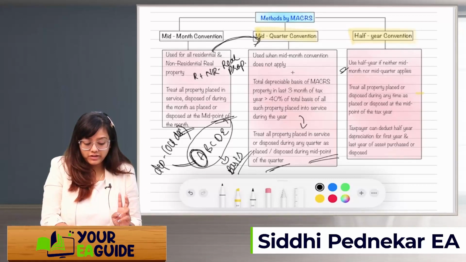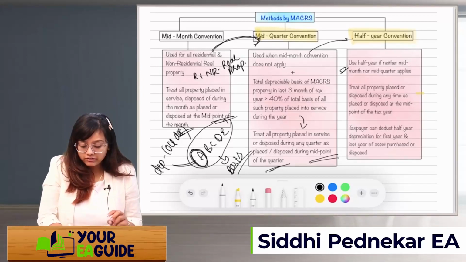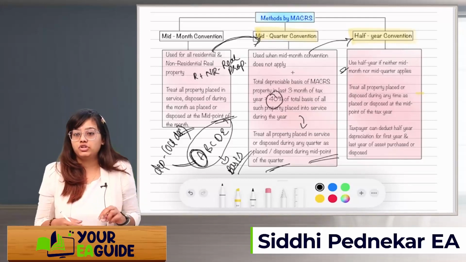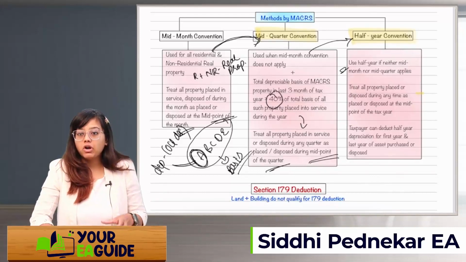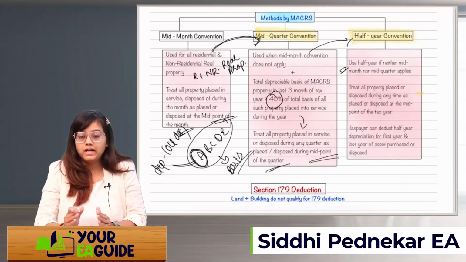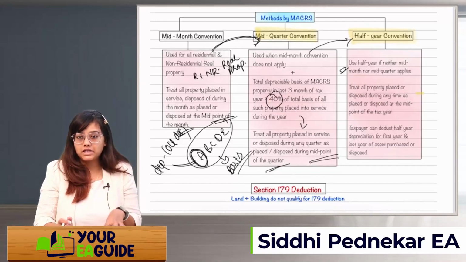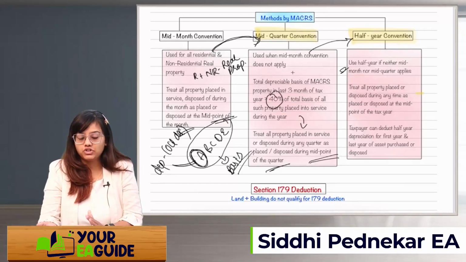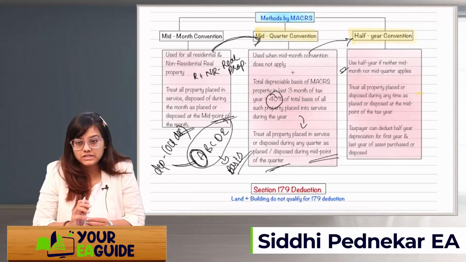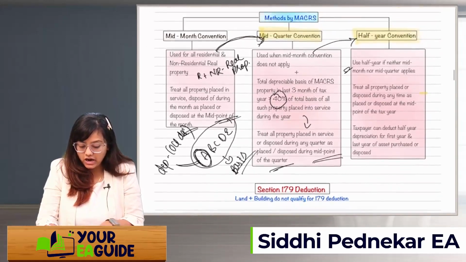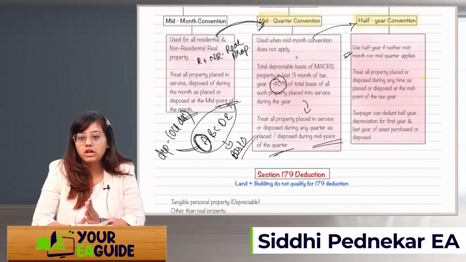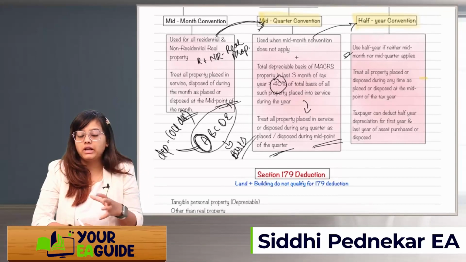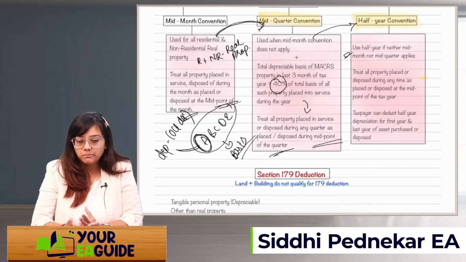If this is not fulfilling, then we'll move to the mid-quarter. If mid-quarter is also not getting fulfilled, meaning the 40% criterion is not fulfilled, then we will move to the half-year convention. In that case, we will treat all property as placed in service or disposed of at the midpoint of the tax year, right? During the middle of the tax year, so six months we will consider for the half-year convention. The taxpayer can deduct the half-year depreciation for the first year. The benefit of taking half-year is that in the first year you can take depreciation for half a year only, and in the last year when you're selling the asset, at that time also you can take half-year depreciation. Okay, got it guys?